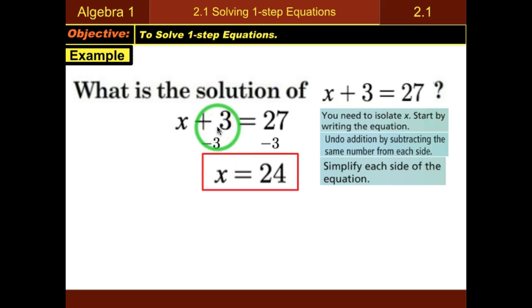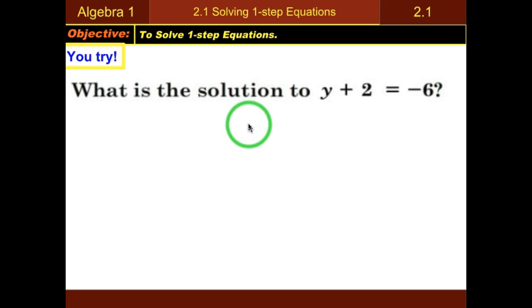So plus 3, and if I subtracted 3, those equal 0. So x plus 0 was just x. All right, and I had to do the same thing to the other side. Picture that scale. If I'm taking 3 pounds off one side, I have to take 3 off the other side as well to keep everything equal.